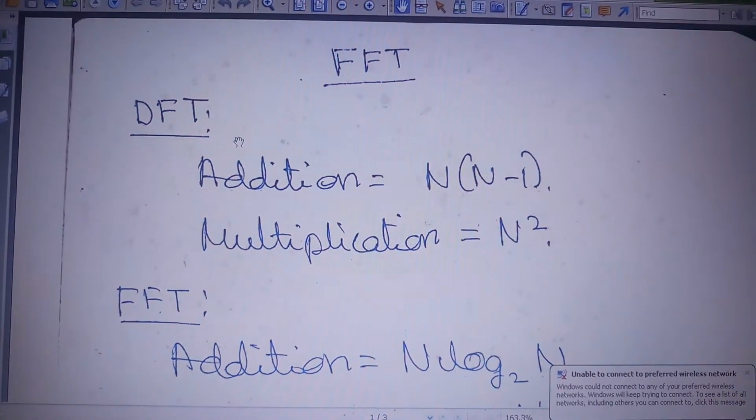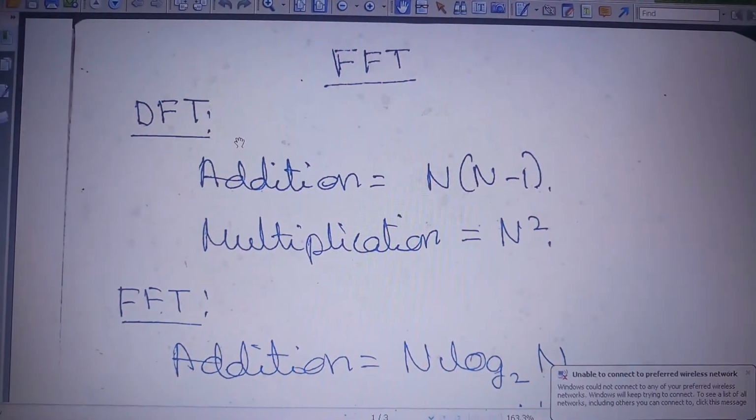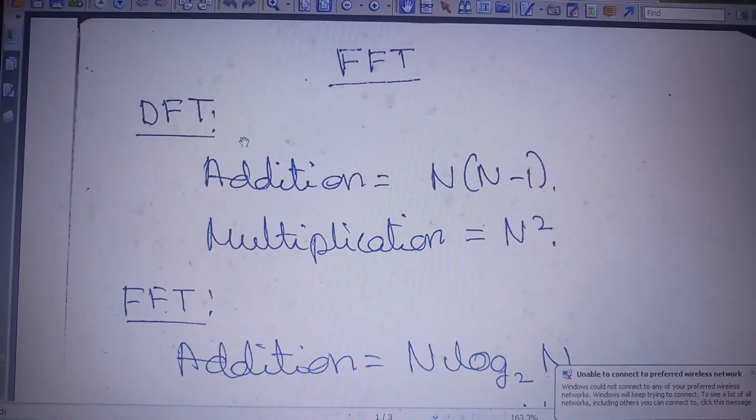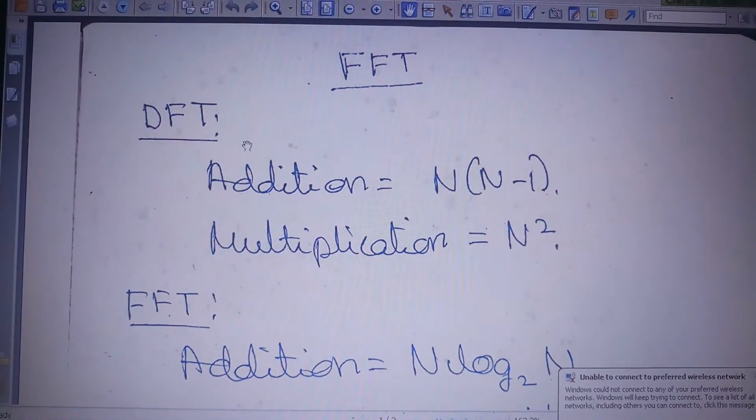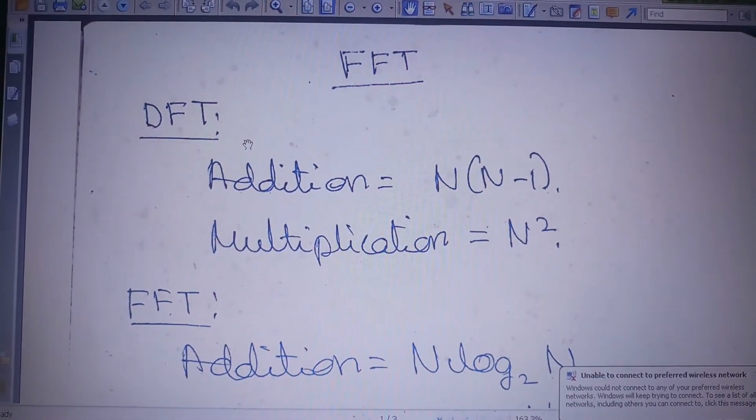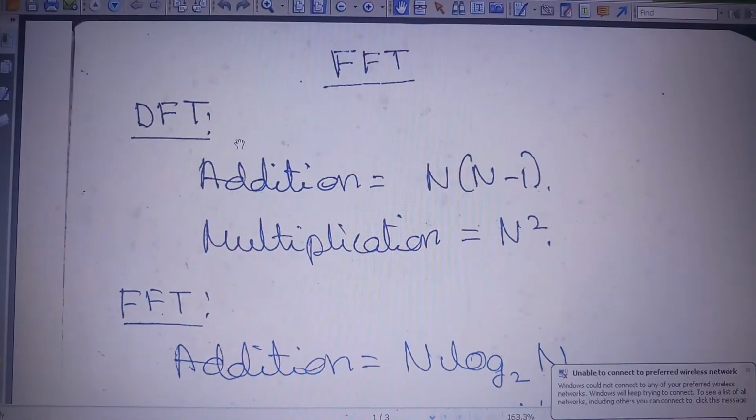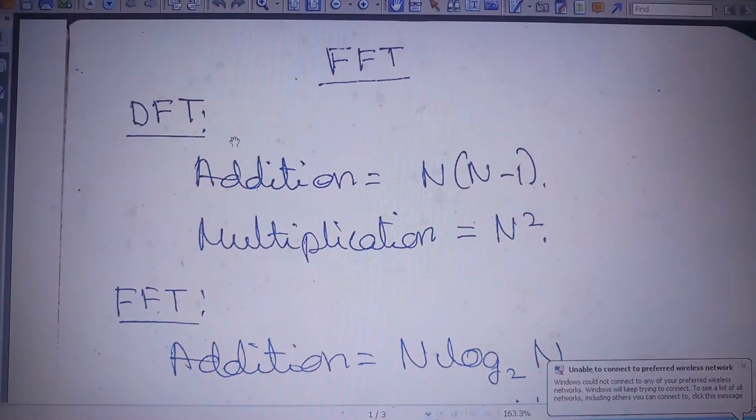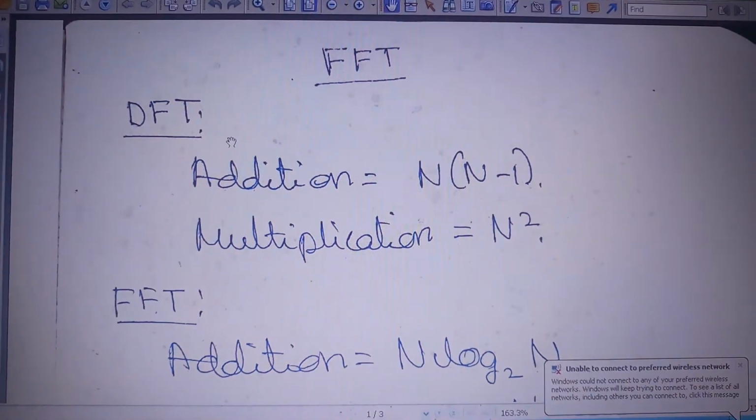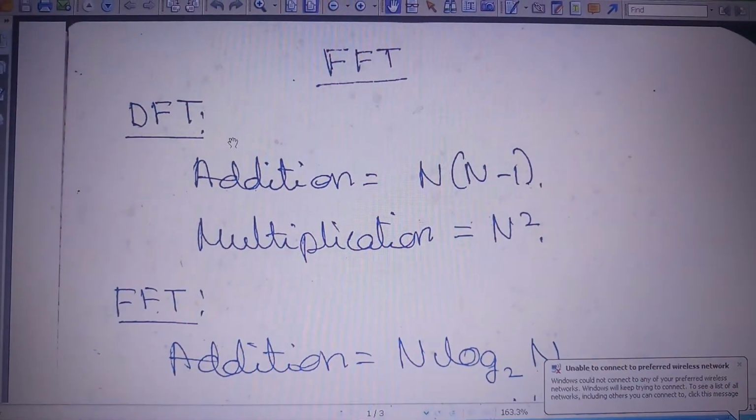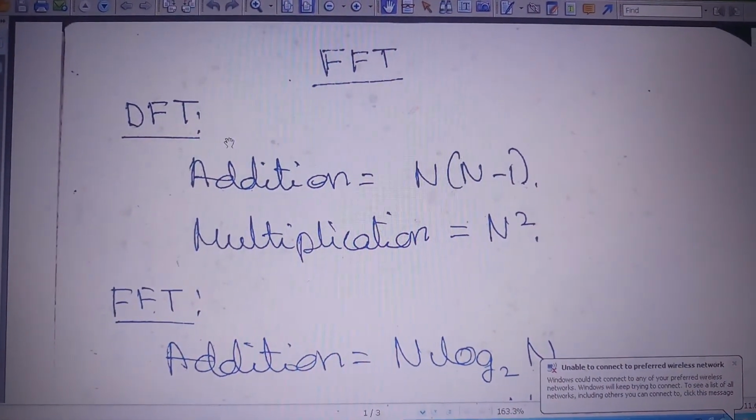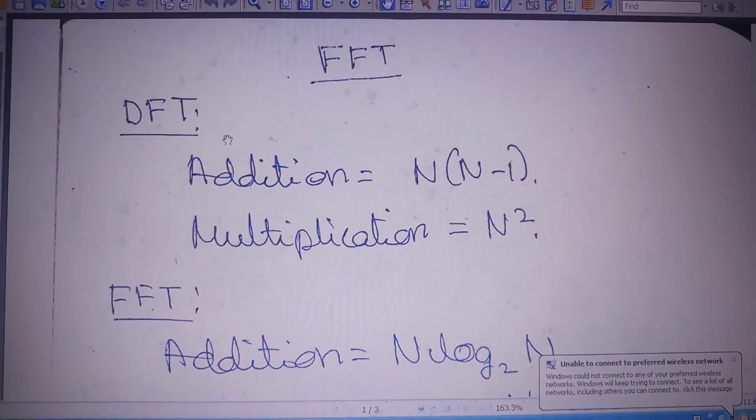Dear students, today I am starting another topic, FFT, that is fast Fourier transform. What is the purpose of it? As the term suggests, fast Fourier transform means to solve the problem with much less mathematical complexity. So let us see.